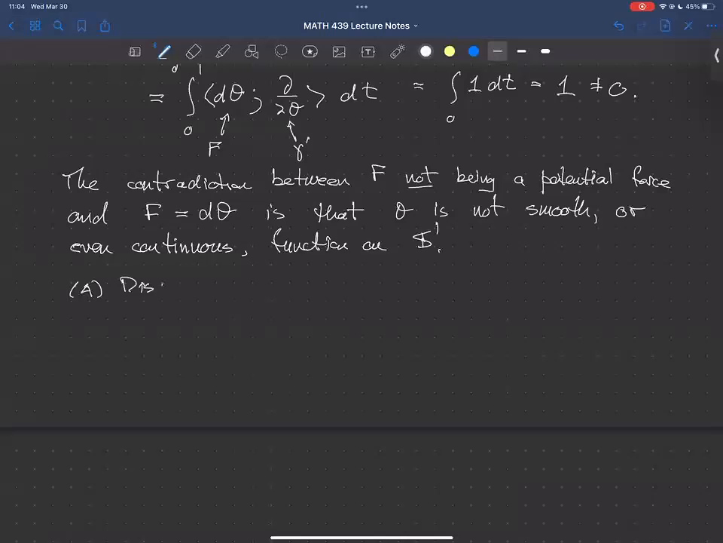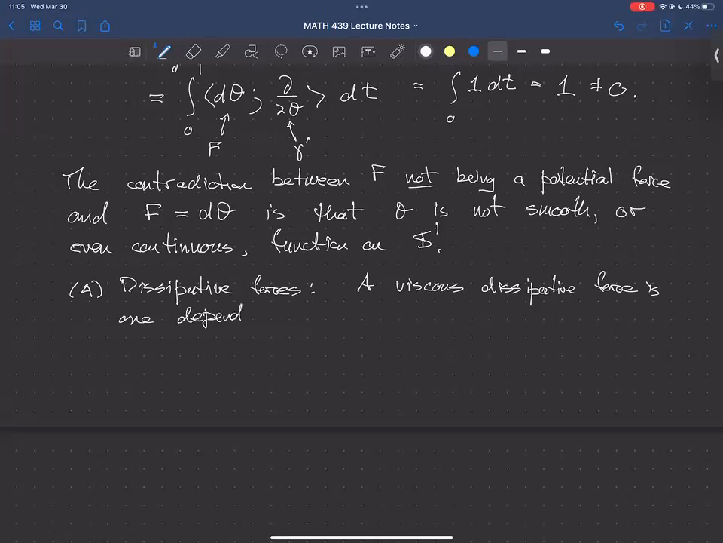Dissipative forces. I'm going to talk about a special kind of dissipative force, a viscous friction dissipative force. A viscous dissipative force is one depending linearly on velocity. It's more than that, but the thing that makes it viscous is the linear dependence on velocity.